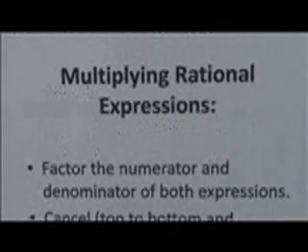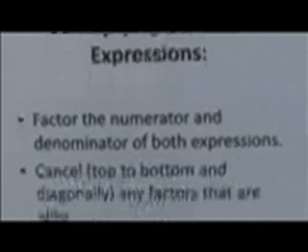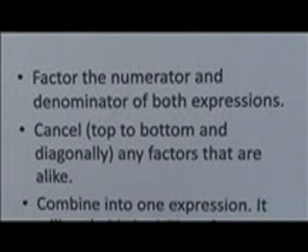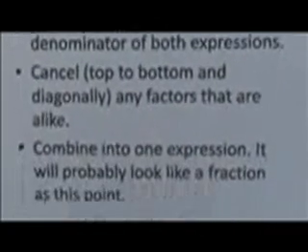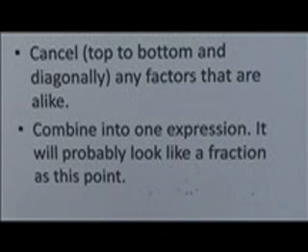Alright, multiplying rational expressions. Now to multiply, we're really going to have to simplify as well. So the first step always in these rational expressions, when you're simplifying, multiplying, dividing, is factor, factor, factor. Factor the numerator, remember that's the top, and factor the denominator of both expressions. Okay, and then we're going to cancel again, just like we did with the simplifying. Cancel top to bottom, and this time we can cancel diagonally any factors that are alike. When we get through canceling, we'll combine all that's left into one expression. It should still probably look like a fraction at this point. Sometimes we cancel and it doesn't look like a fraction anymore, but most of the time it will.